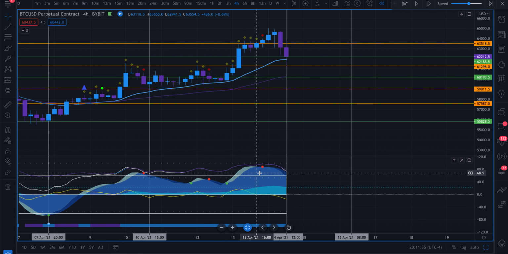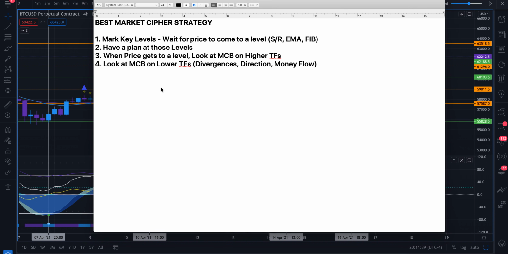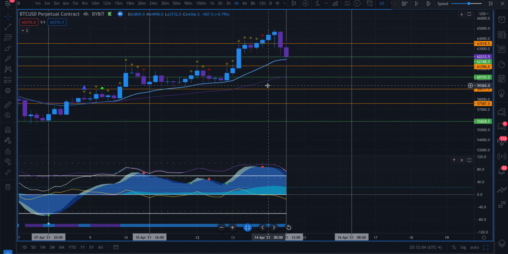So once I see that we've had time to cool off, that's where I want to take a look at the lower time frames. And I want to see some things on these lower time frames. I'm looking for divergences, specifically bullish divergences. If I'm looking to long, I'm looking for direction, and I'm looking for money flow. If on the higher time frame we've had time to cool off, and if on the lower time frame we see a very clear direction, preferably with a bullish divergence and a money flow crossover, that is how you know to enter that trade.